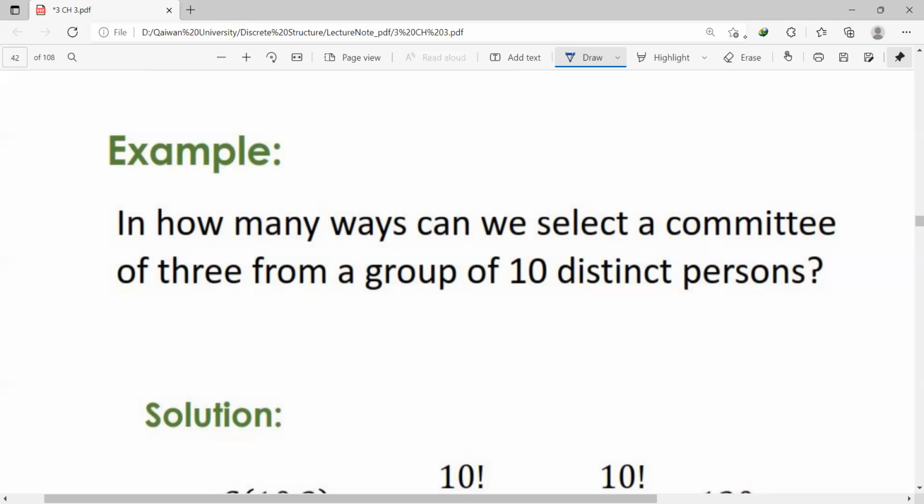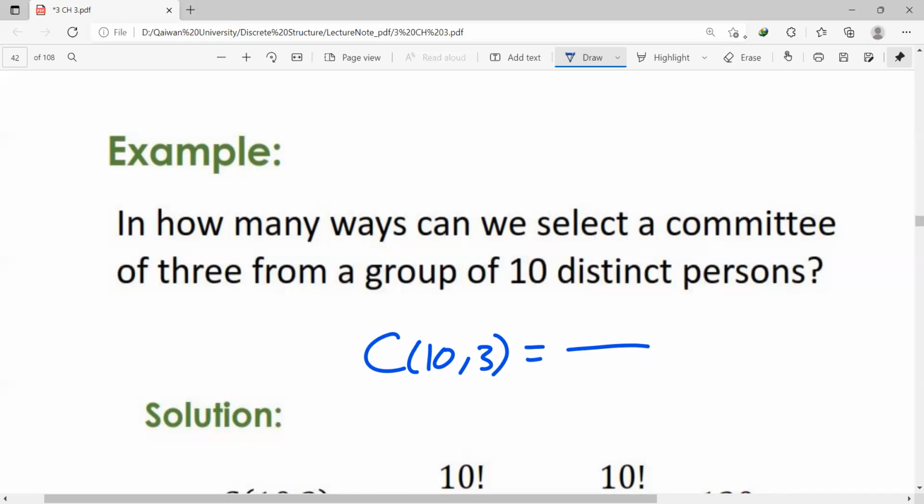Or it's making a group of 3 from 10 people. In this case, we use the combination. So the combination of 10 and 3. We select 3 people from 10 people to make a committee of 3. It's not given that we choose secretary, chairperson, treasurer, or anyone else.